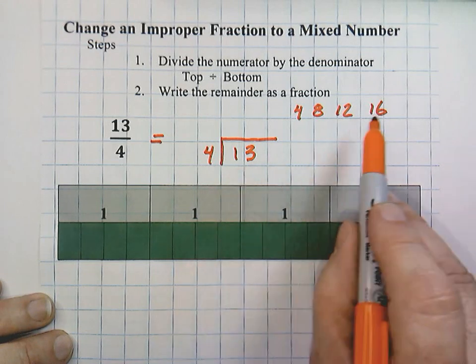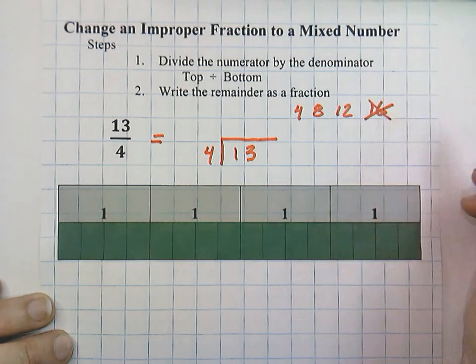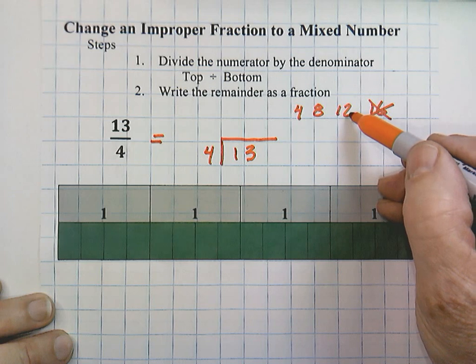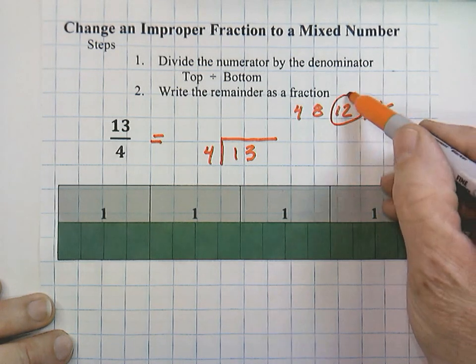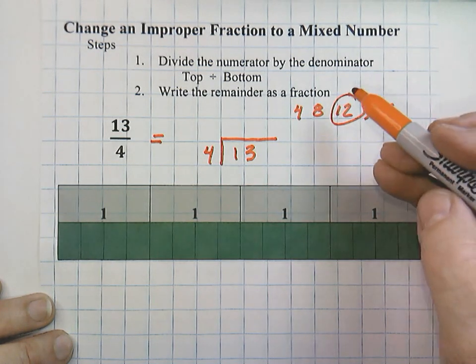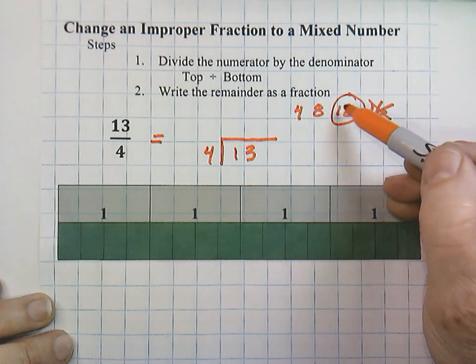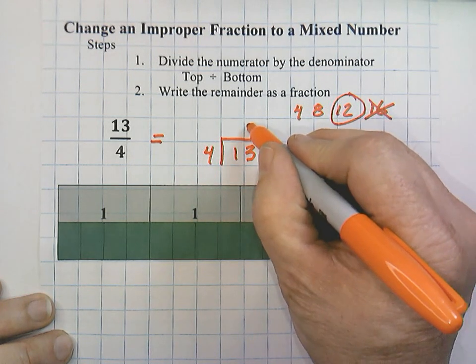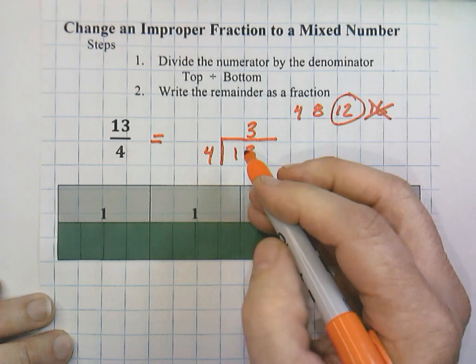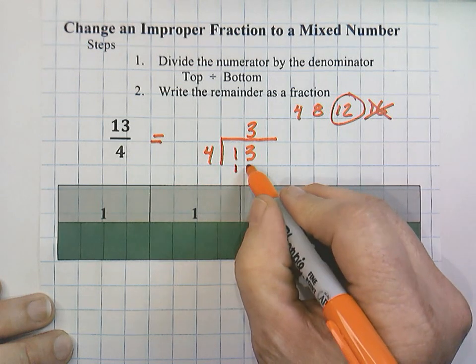And I see 13. 16 is too far. You're not allowed to go over when you divide. You have to stay under as close as you can. So that would be 12. And it's going to be 1, 2, 3. 4 goes into 13 3 times. 3 times 4 is 12.